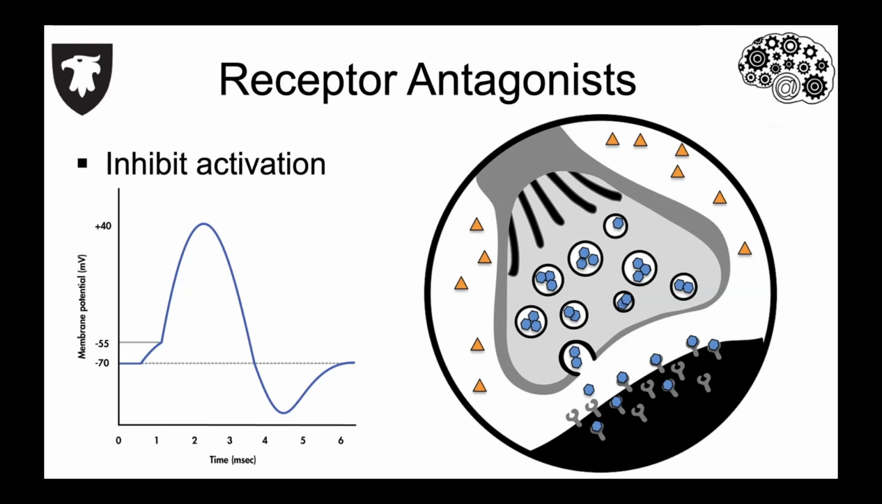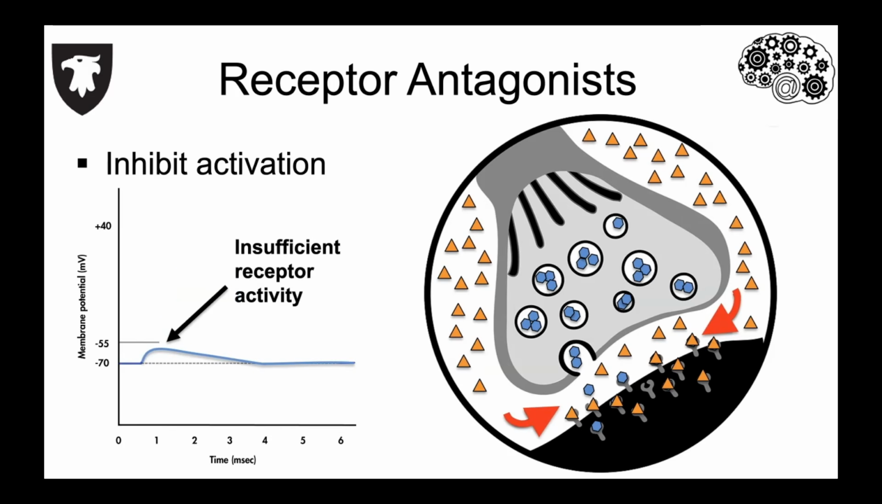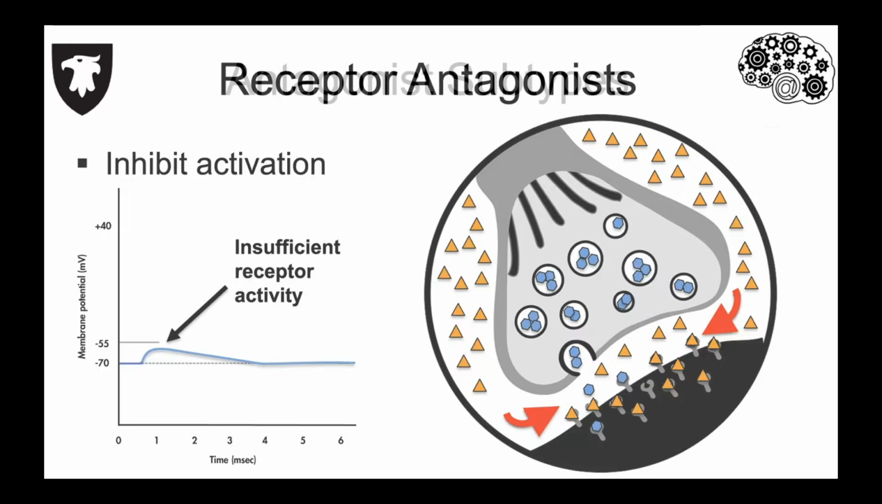A receptor antagonist, represented by orange triangles, can move from the extracellular space into the synaptic cleft, where it binds to receptors to inactivate them. When this happens, there are fewer receptors available for the neurotransmitter to bind to, which means that fewer receptors are active at any given time, and the overall effect on the neuron will decrease. As the amount of antagonist increases, more receptors are inactivated. If the concentration of antagonist gets high enough, it can inactivate enough receptors that the neurotransmitter can no longer trigger an action potential in the neuron.